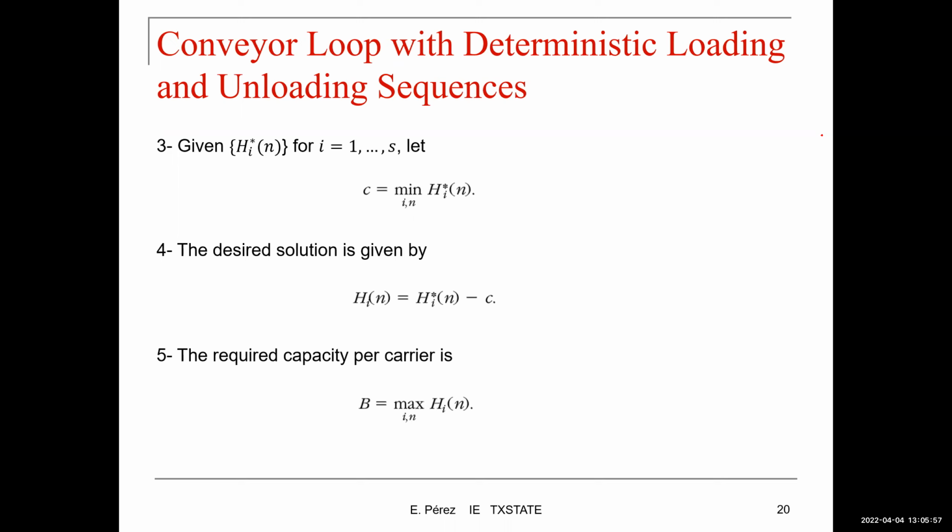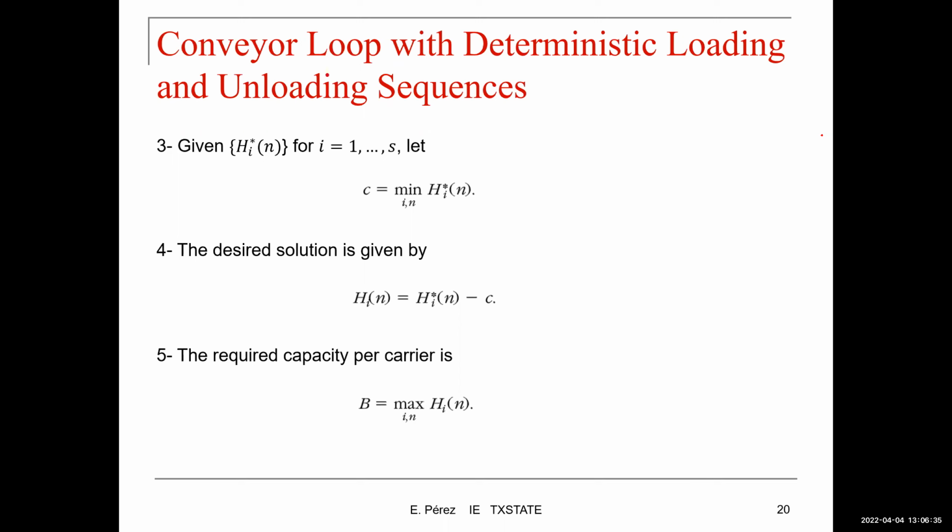Okay, so it's an iterative process. We're going to first find all the HI star values. Then using that information, we're going to find the minimum. The minimum is going to give us this parameter C. And then with C, we're going to find the HI without the star. And those HI values are the ones that are going to tell us the maximum amount of material that we saw in these carriers after going through all these periods. So we should design our conveyor based on that maximum amount.